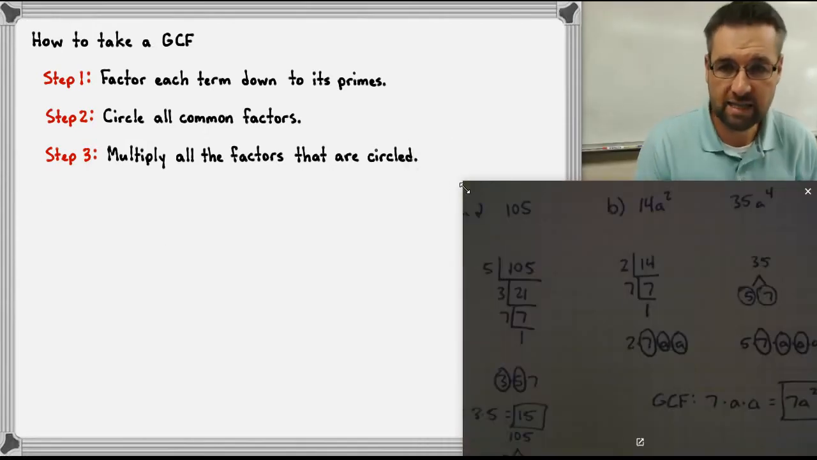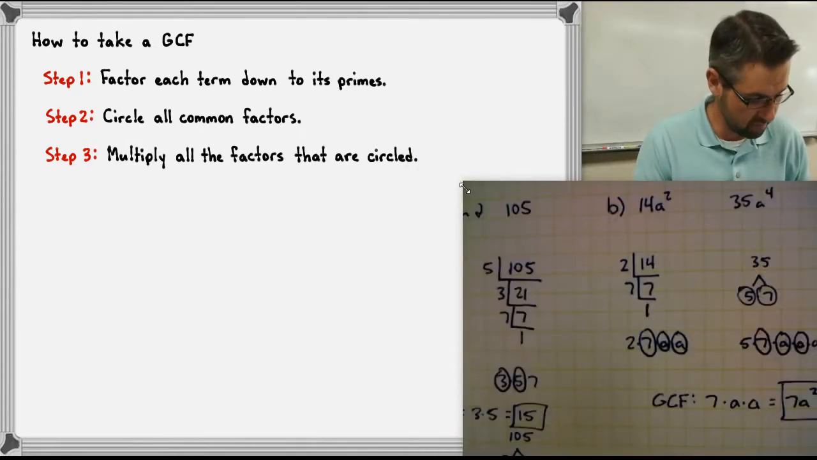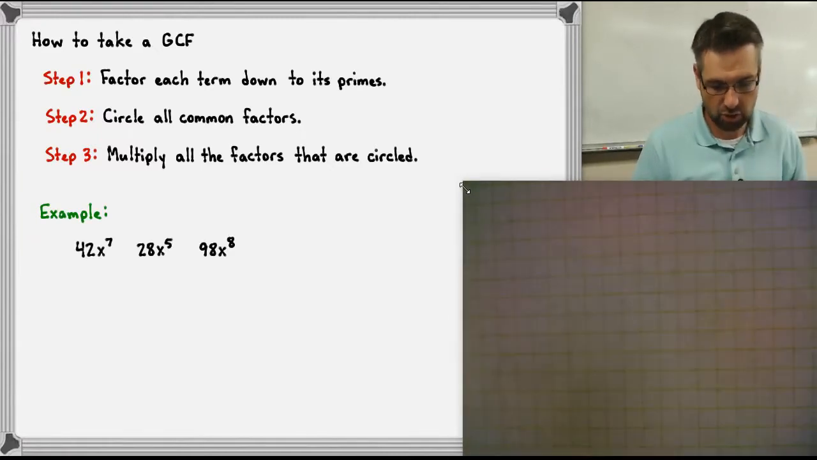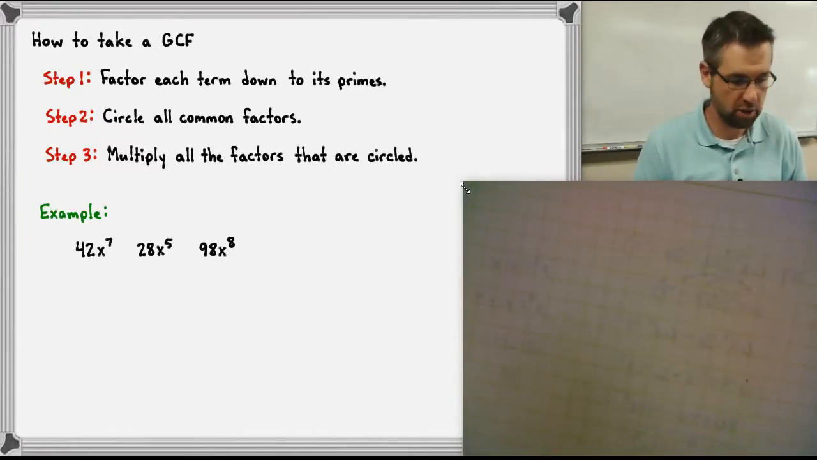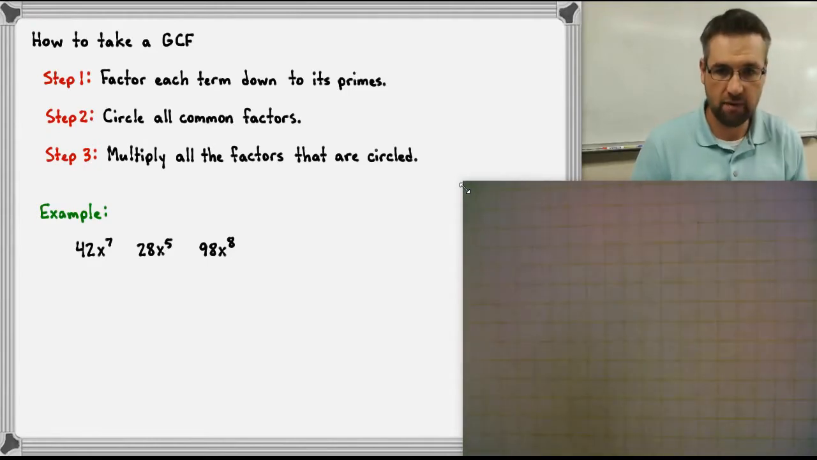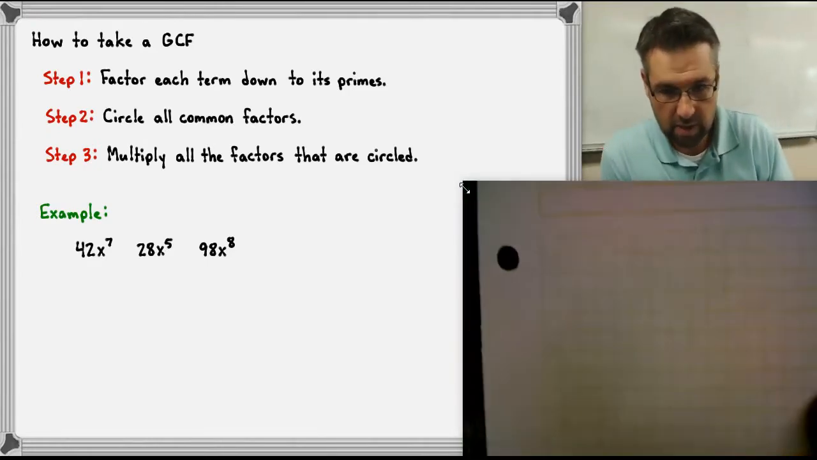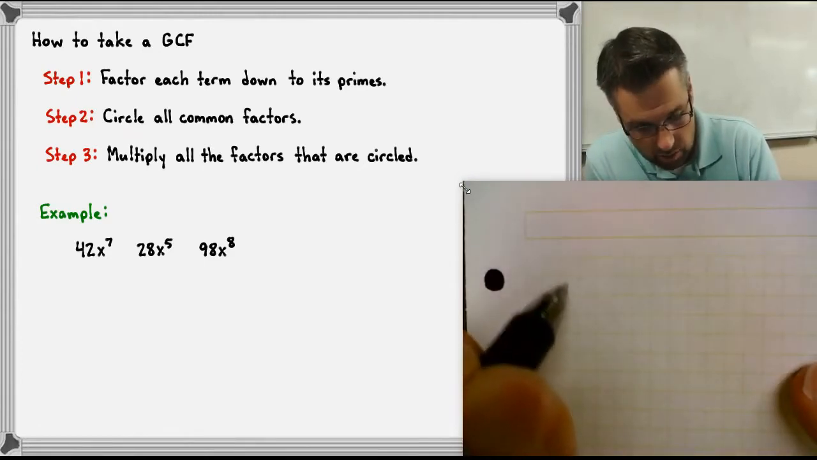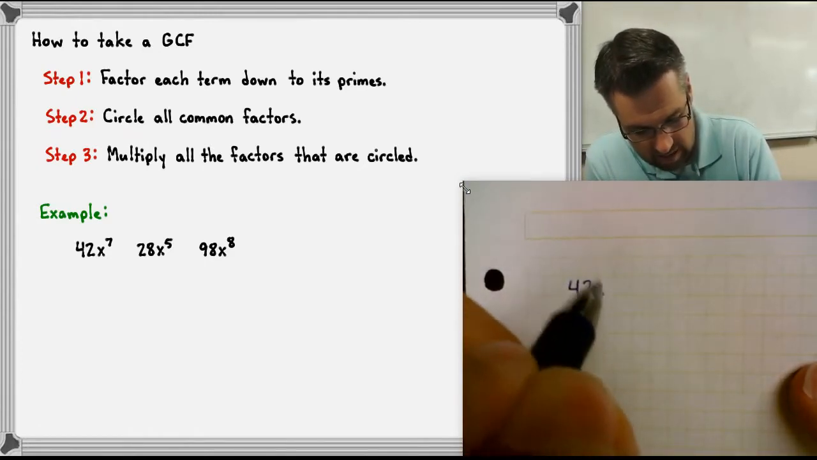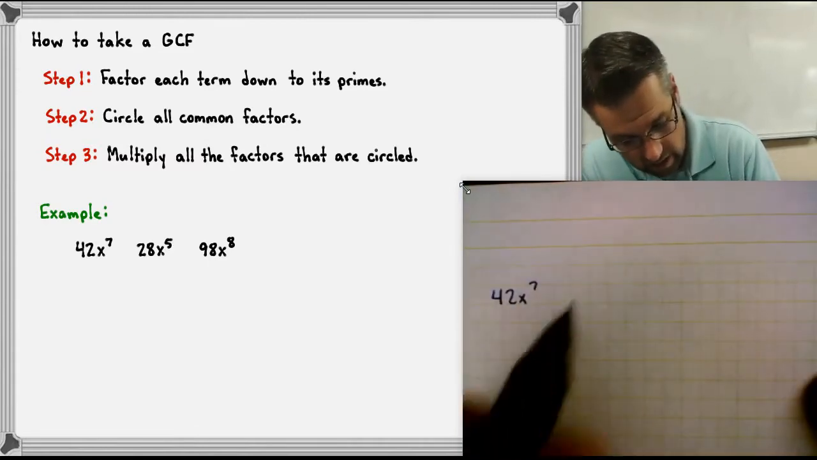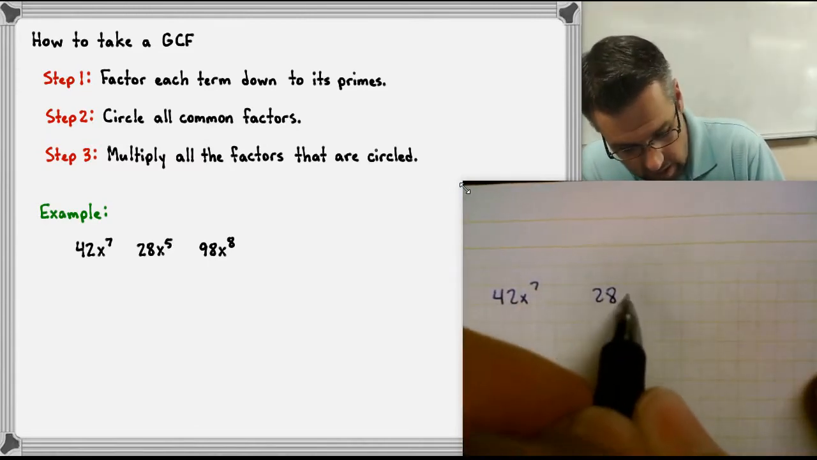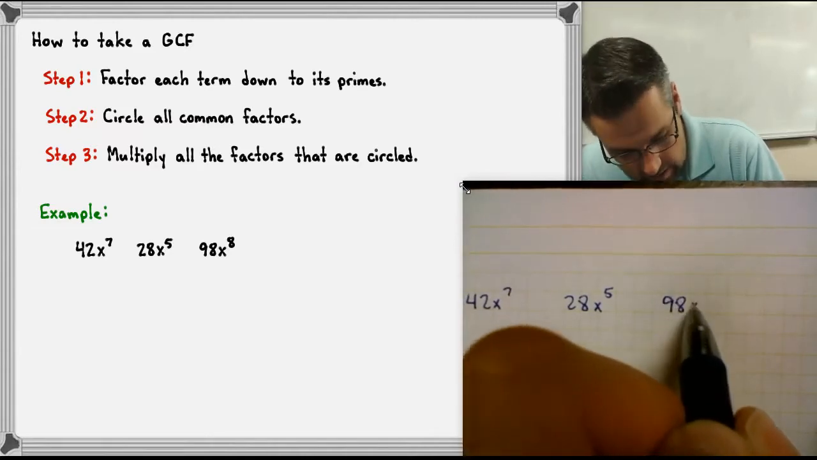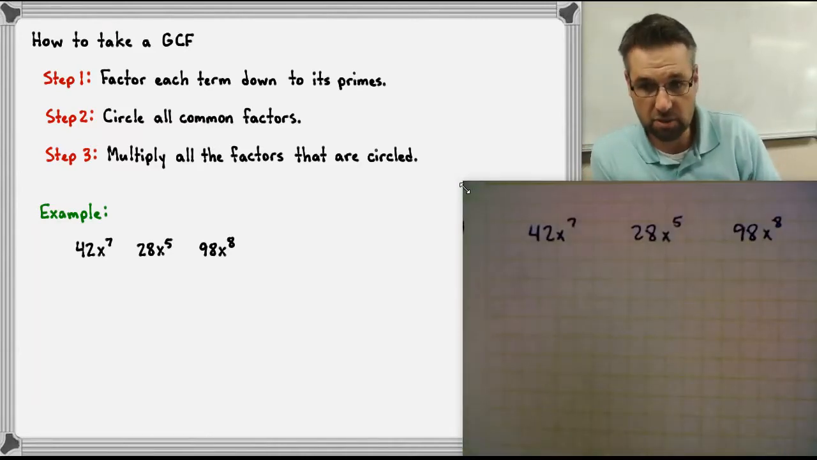Okay, so that's how you find a GCF. So let's go ahead and go through another example here to make sure that we're all on the same page. Here we have, again, this should be on the right-hand side because it's an example. Here we have 42x to the 7th, and notice we have three things that we have to do here. We have 28x to the 5th, and we have 98x to the 8th. So now we're getting some big numbers here, okay?